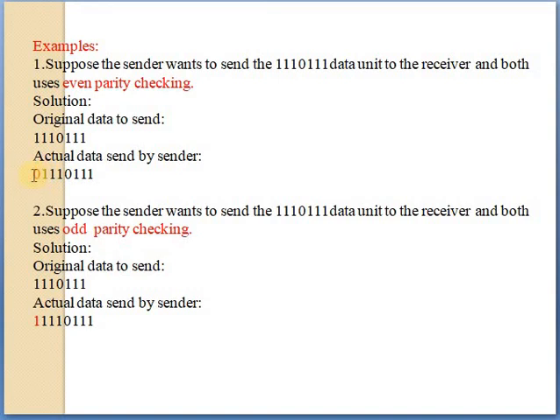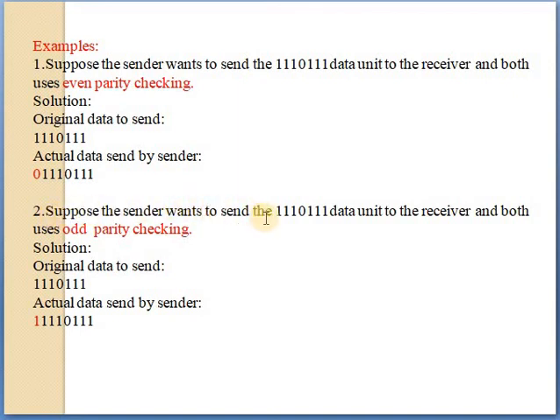At the end of the data unit it added 0. So it maintains the even parity of the data unit, and the actual data sent by the sender is 01110111. At the receiver side, the receiver receives this data unit and the 0, the extra bit, is discarded by the receiver. The same example applies for odd parity checking.